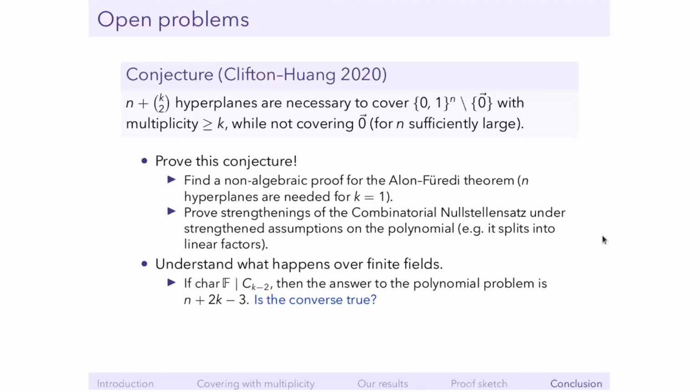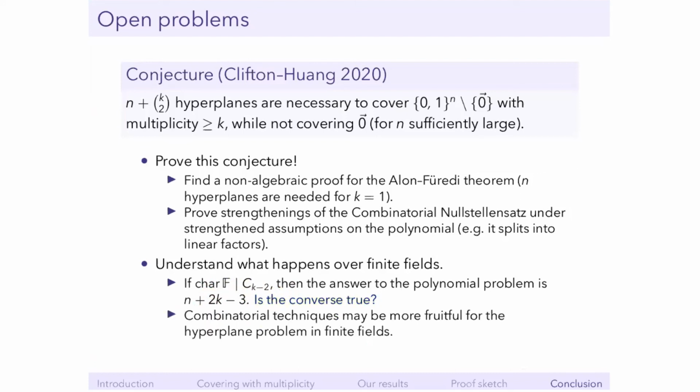And so two concrete questions are, I mentioned this thing that if the characteristic of the field does not divide this Catalan number, the answer is n plus 2k minus 3. I expect the converse to be true, but we can't quite prove it. I think that would be an interesting question if you could prove it.